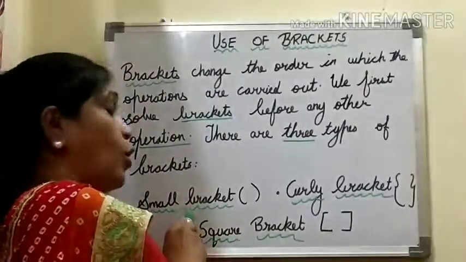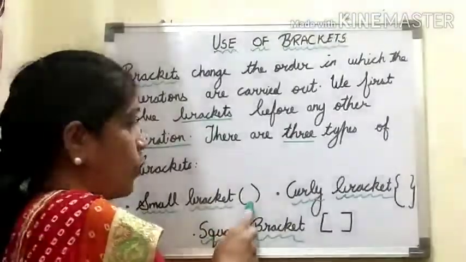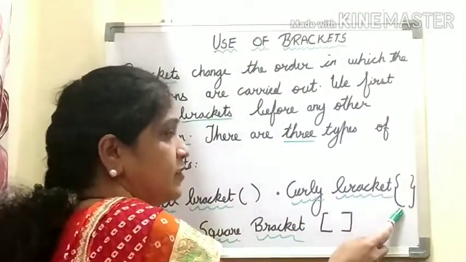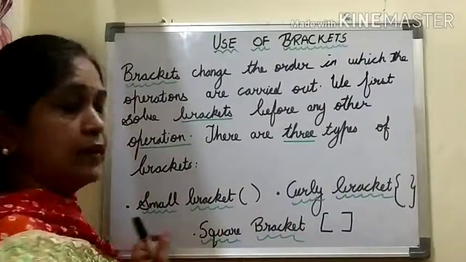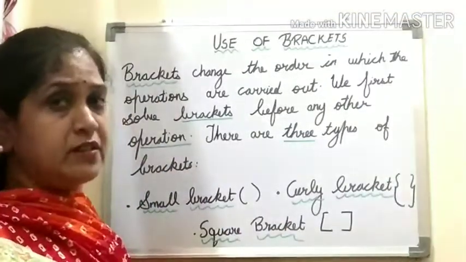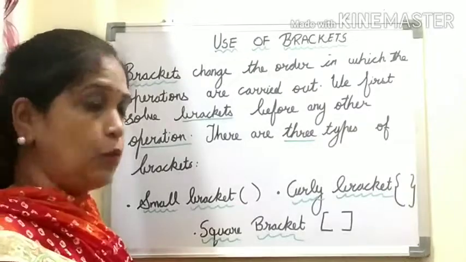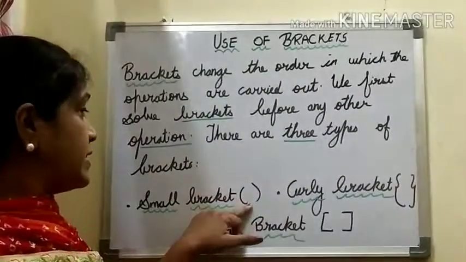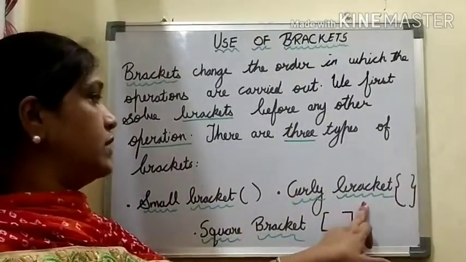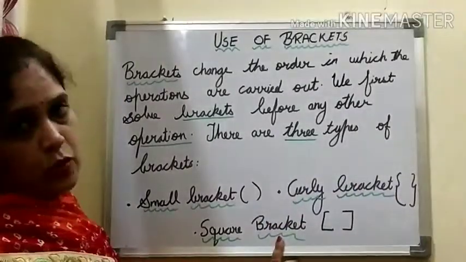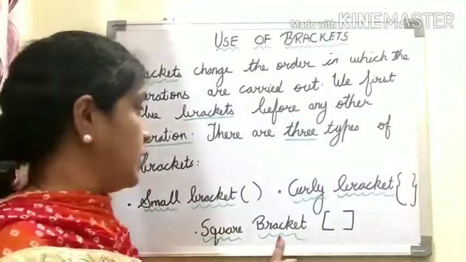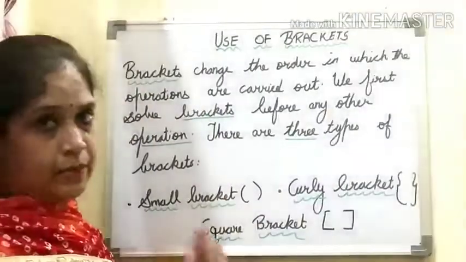Now there are three types of brackets. What are they? Small brackets, it's written in this form. Curly bracket, it's written in this form. And square bracket, it is in this form. I think on the computer keyboard you see all these three types of brackets, and on the mobile also it is there. This is called the small bracket. This one is called the curly bracket, and the third one is called the square bracket.